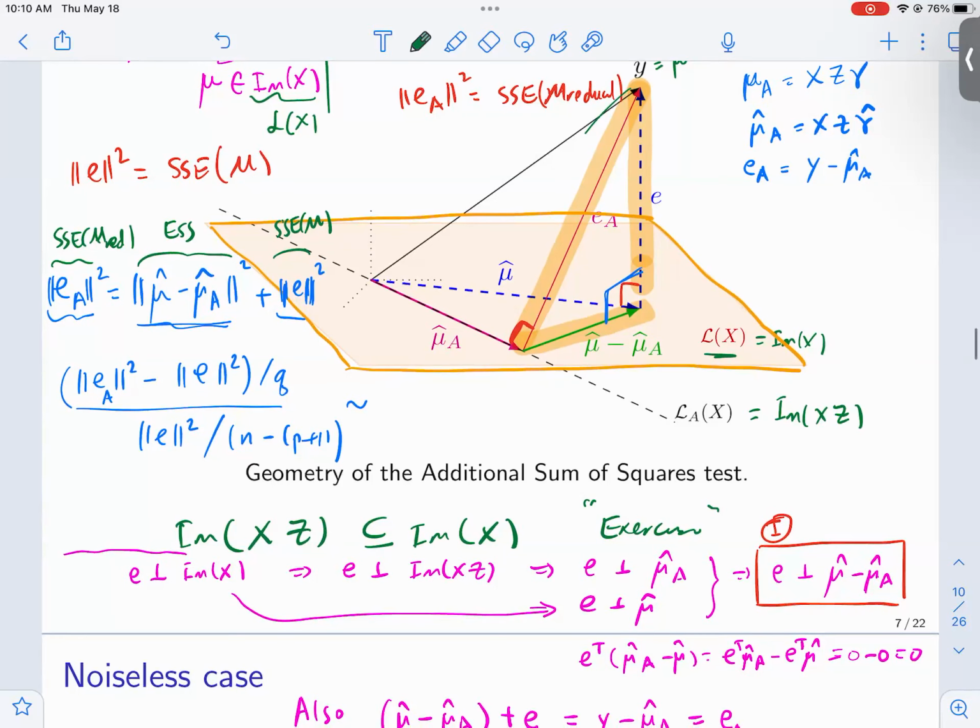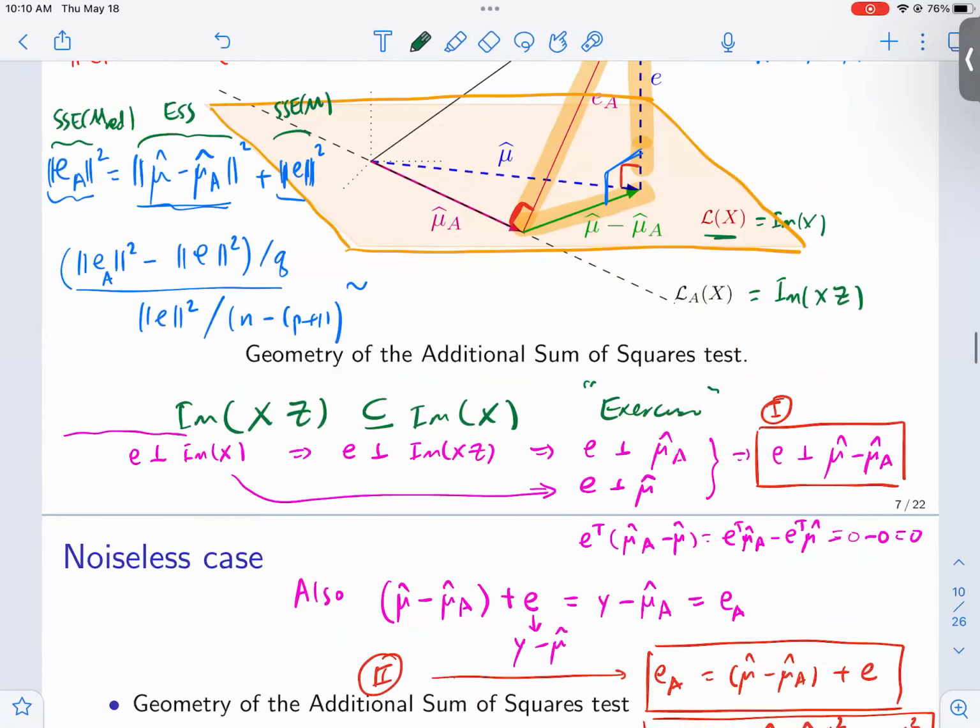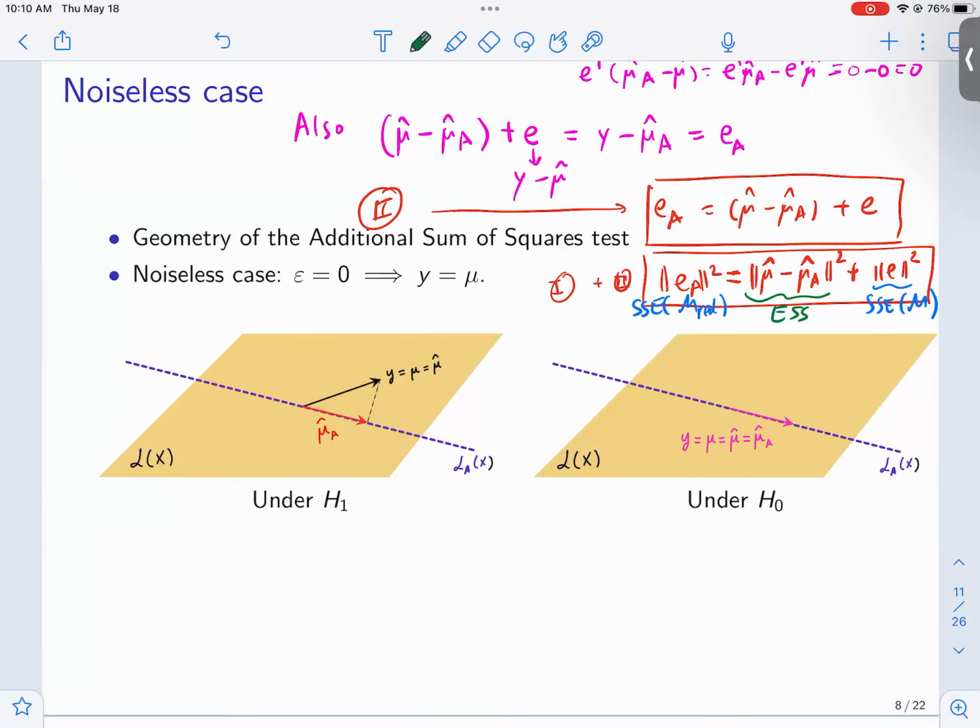But if mu is originally on the image of XZ, then the other situation happens. So everything would collapse to each other, and E and EA would both be 0. So you can see based on this projection, I can tell which one is which. If there is no noise, and I project, and everything collapses to each other, and all the errors, or residuals, are zero, I'm in this situation. But if I'm under the alternative, there's going to be a component here. So I can tell whether the full model is going on or the null model is going on. So that tells you that this test is going to work.